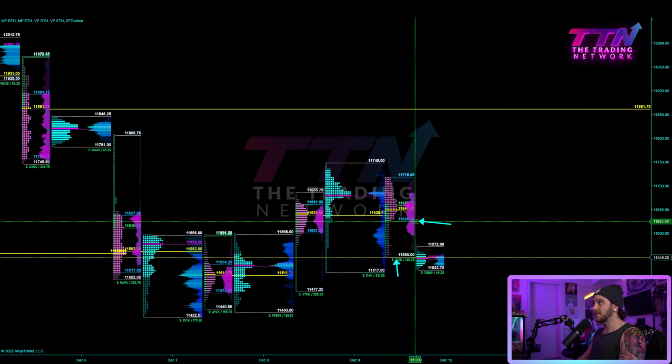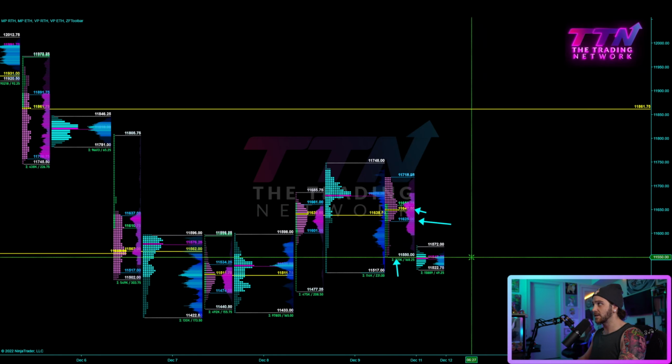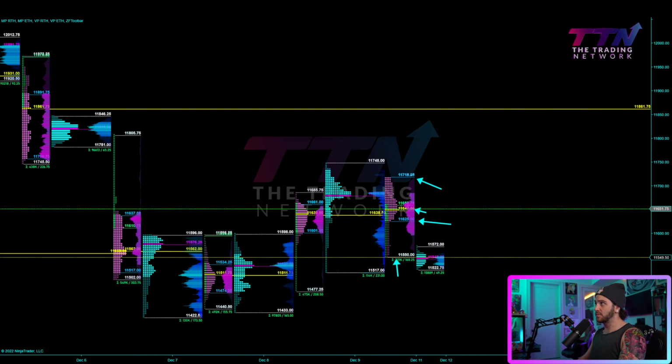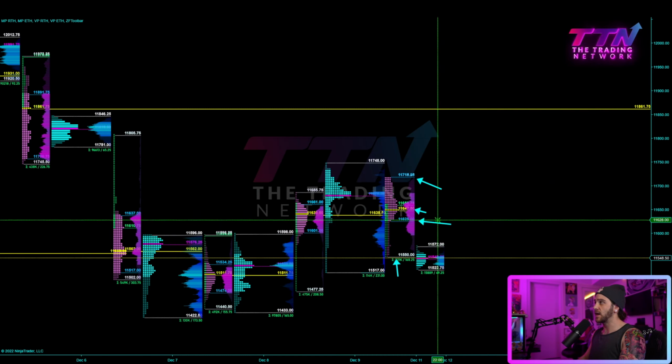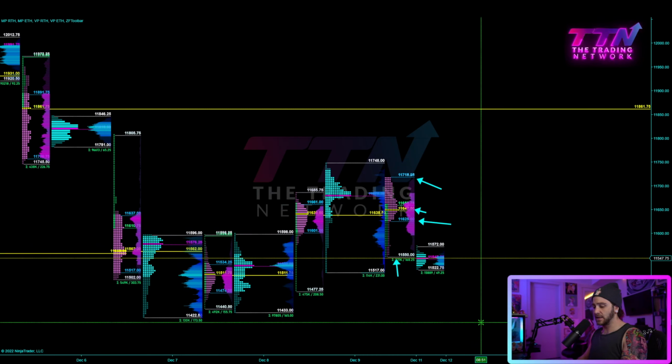And if we can get acceptance above that, obviously we're going to have to test that point of control before we head up to Friday's high, which is also Friday's value area high at 11,718. So these are my most immediate line in the sand levels.